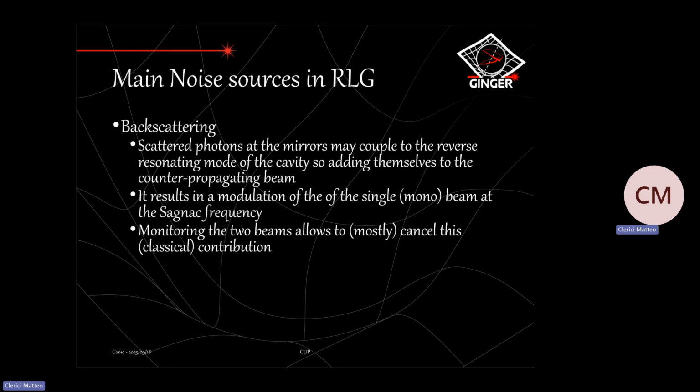So you have the backscattering, and the backscattering results in a modulation of the single beam at the Sagnac frequency. If you look at the intensity of the single beam, you just see a teeny oscillation of the intensity, a periodic oscillation that is at the Sagnac frequency. And this is a signature that the two beams are coupled.